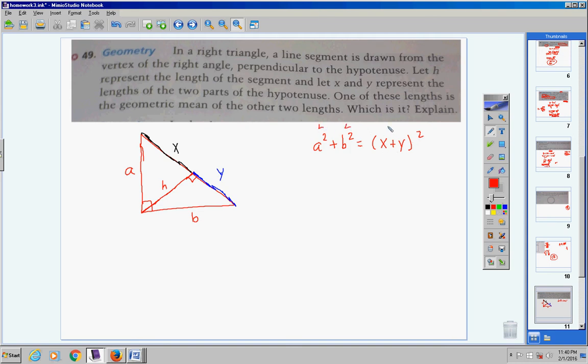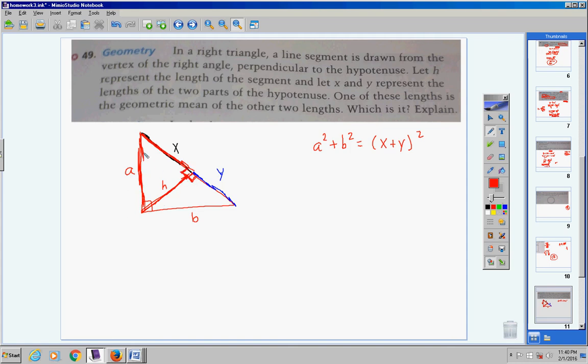Leg squared plus leg squared equals hypotenuse squared. Okay, now let's take a look here at the smaller triangle right here. See the small triangle right here? That's a right triangle. It is, Mr. Harris. Well, yeah, if that's a right angle right here, that's a right angle right there.